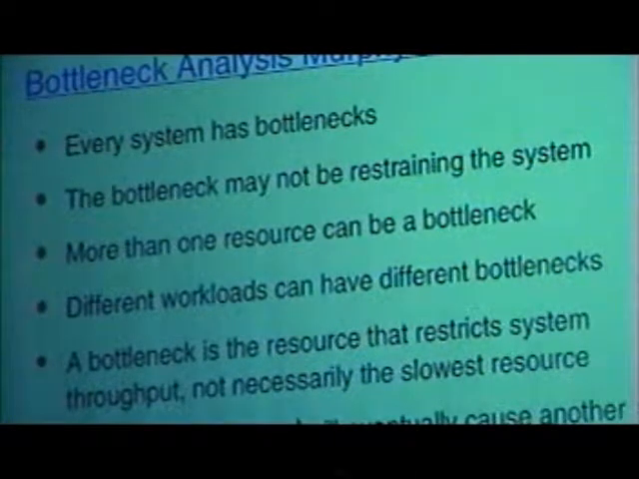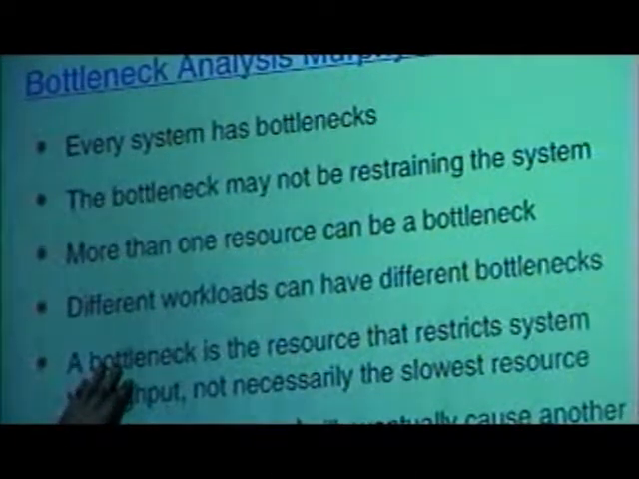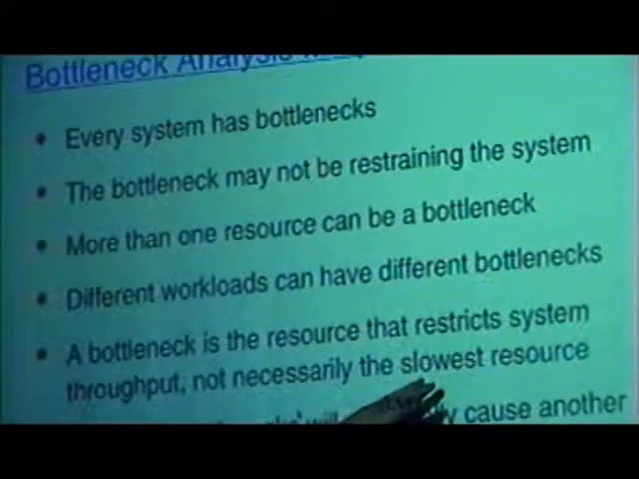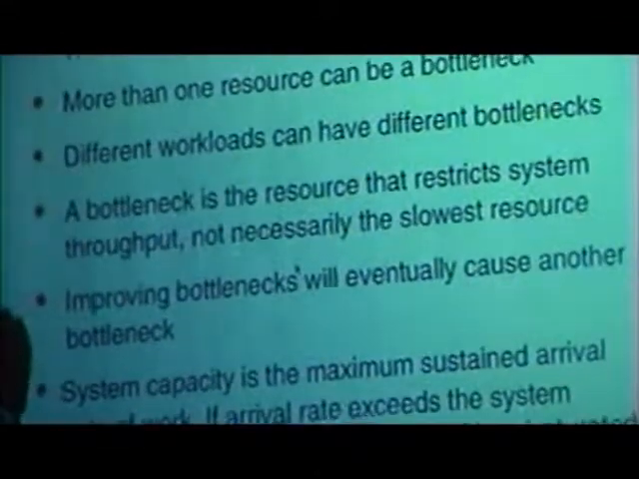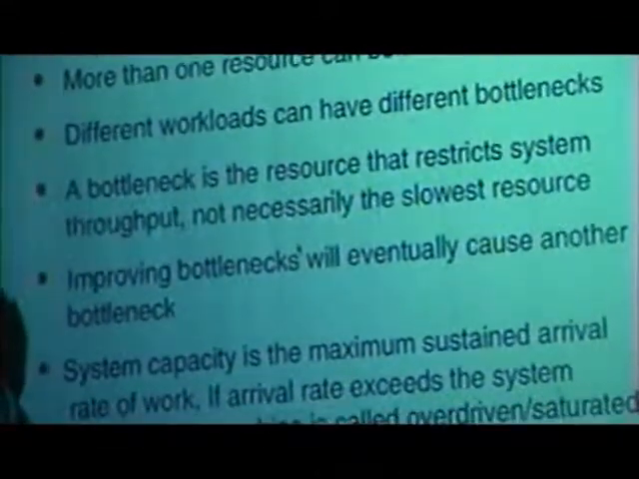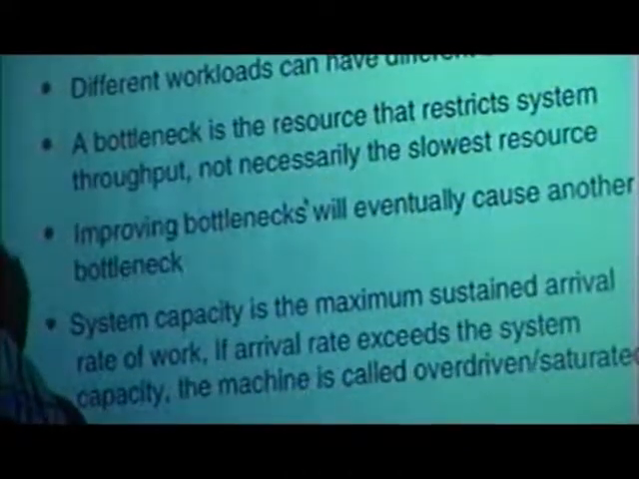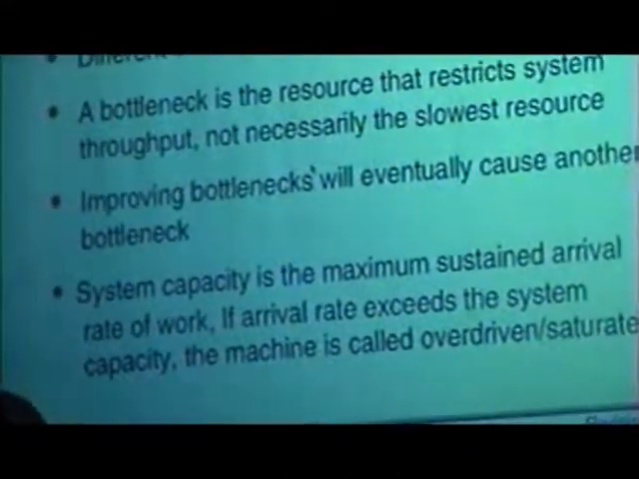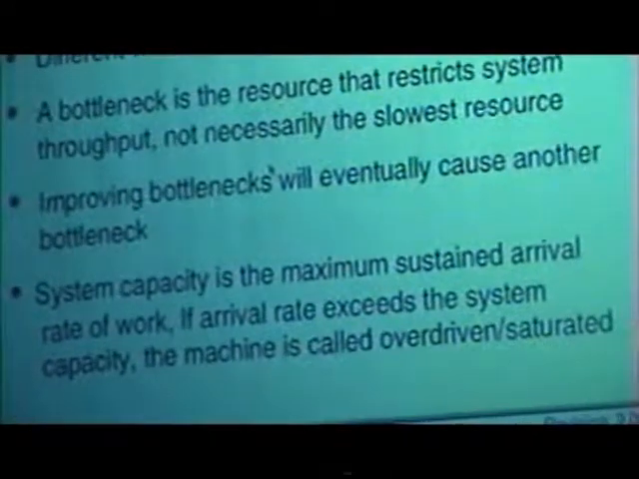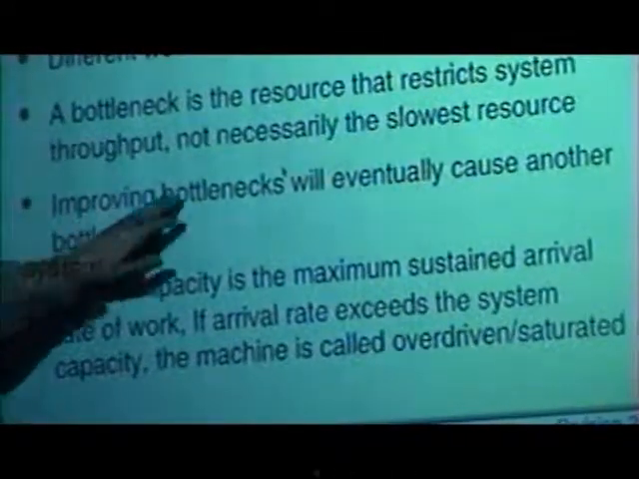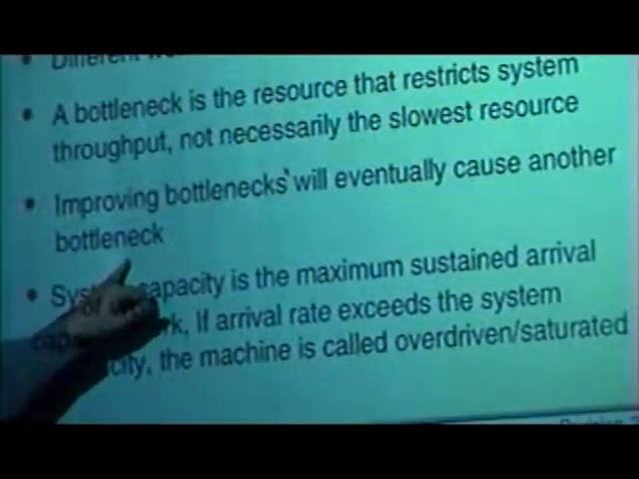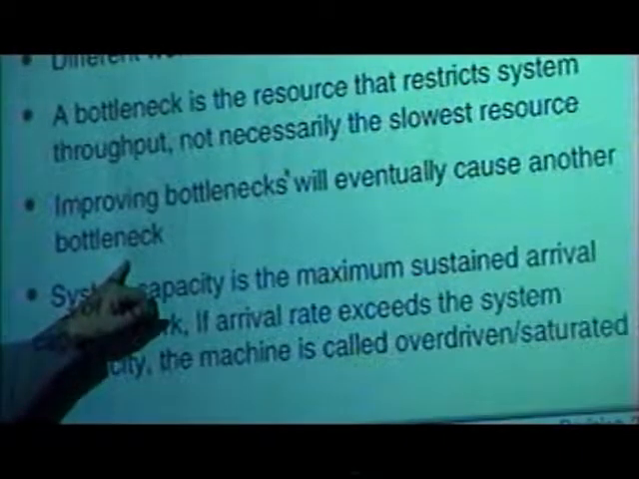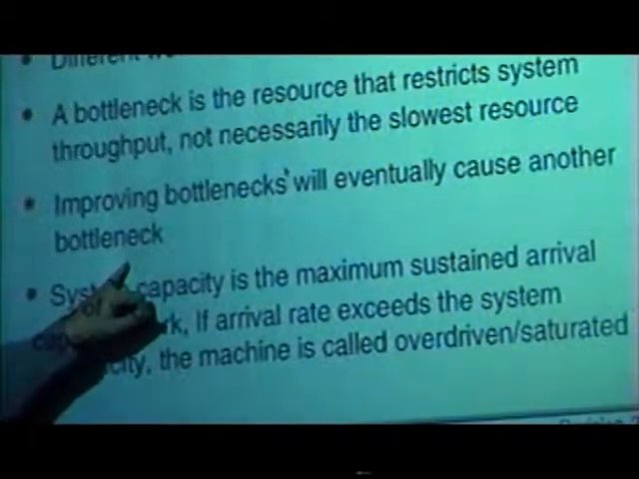No. So anyways, I'm just saying that the bottleneck is what's stopping your throughput, not the slowest. Okay, I could be in a moped or I could be in a sports car, a Corvette. But if the road's loaded down, it doesn't matter what the speed of my vehicle is. Same sort of concept. Improving bottlenecks eventually causes another bottleneck. So as I solve a bottleneck, there's always another bottleneck around the corner.